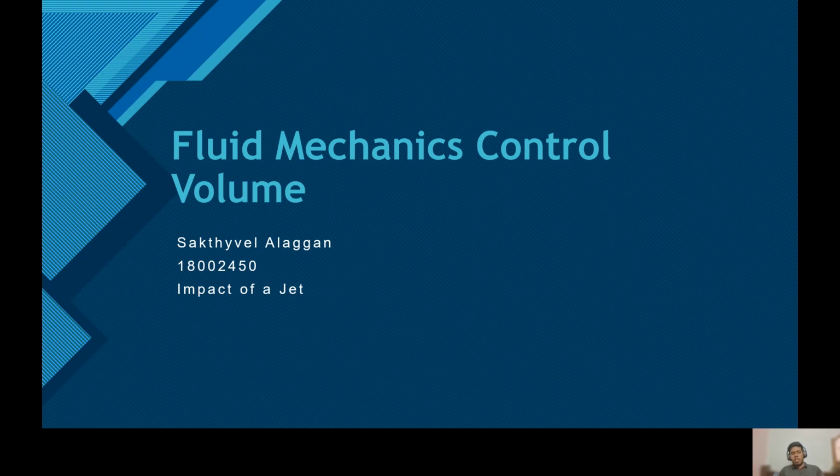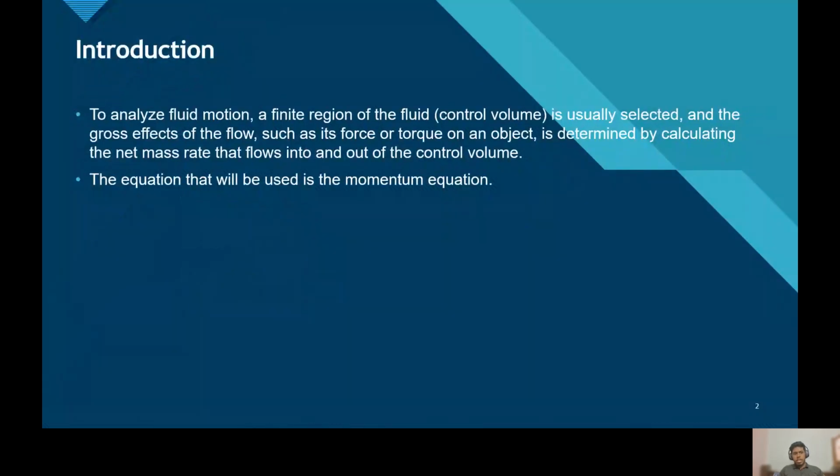Today I'm going to be explaining the third lab for this semester, which is under fluid dynamics, specifically control volume. My name is Sakthyvel Alaggan, and the main title of this experiment is Impact of a Jet. As an introduction, to analyze fluid motion, a finite region of the fluid, also known as a control volume, is usually selected, and the gross effect of the flow, such as its force or torque on an object, is determined by calculating the net mass rate that flows into and out of the control volume.